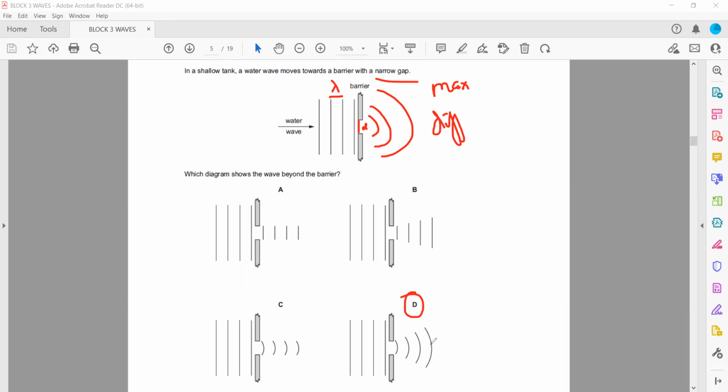If it was a wider gap, then a small diffraction would occur, and B would be the right answer. But because it's a narrow gap, it means maximum diffraction, the wave will spread out more. That's why D is the right answer.